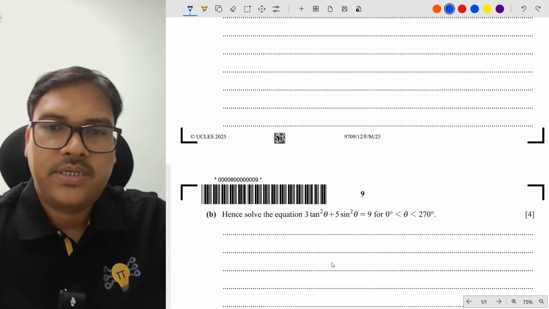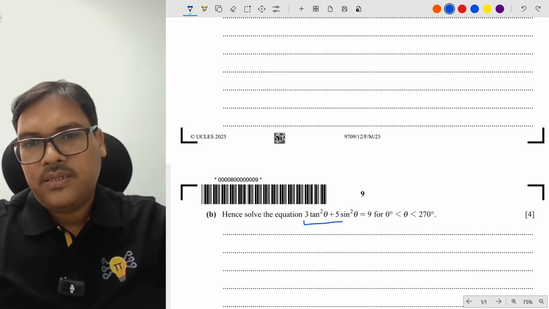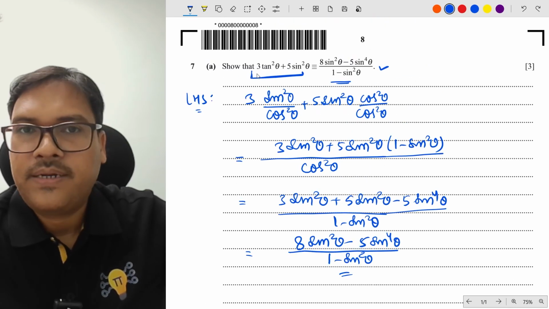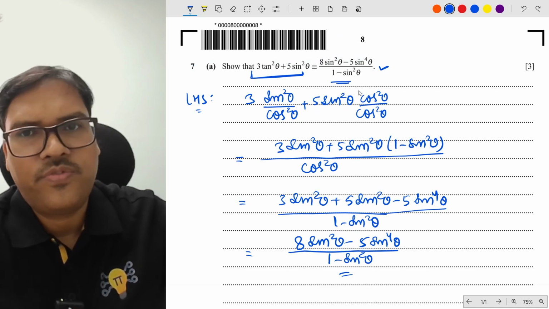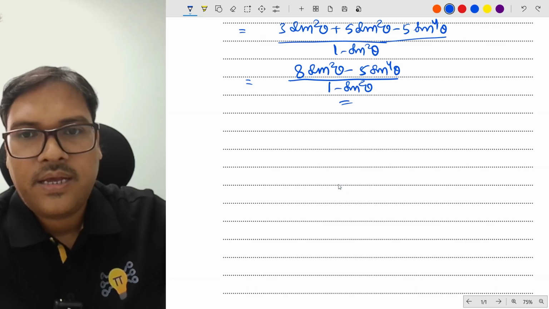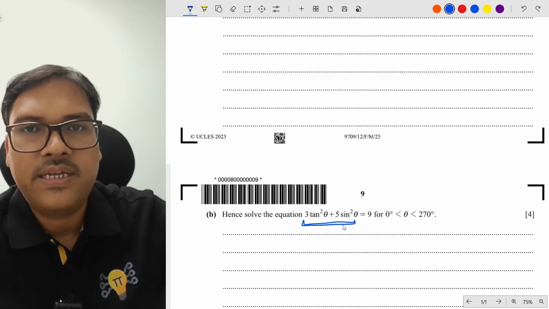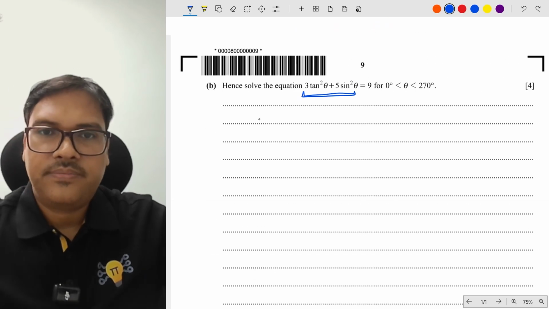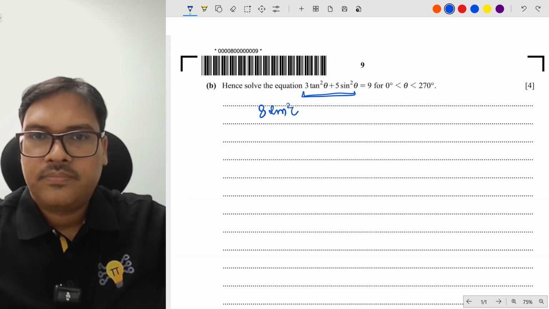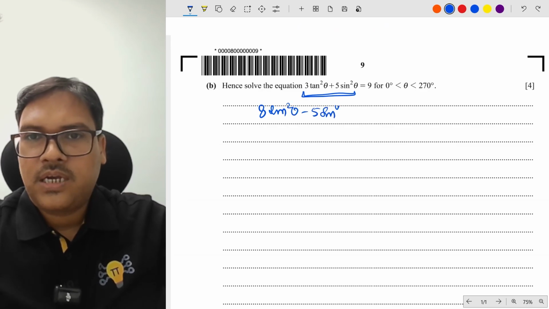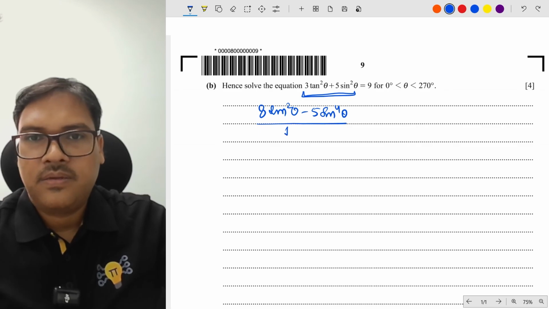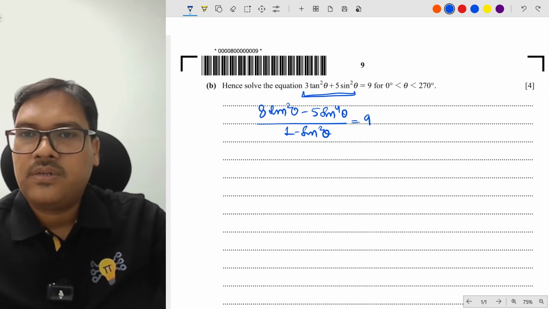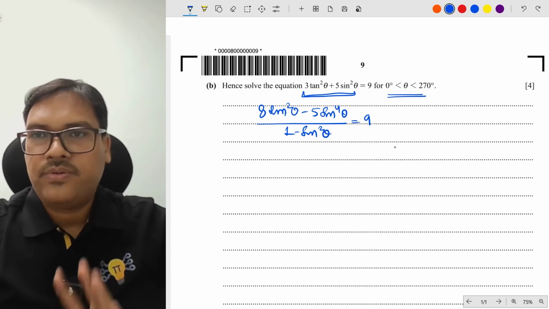Now the second part of the question. Here we have to solve this equation. This is the typical pattern. This part we have already been given in the first part, and we have proved that this is equal to this expression. So we will place this. We have proved this, and then we will solve this equation. So this is 8 sine squared theta minus 5 sine to the power 4 theta divided by 1 minus sine squared theta, and this is given as 9. Now theta is between 0 and 270 degrees. That is what we have to solve, correct?